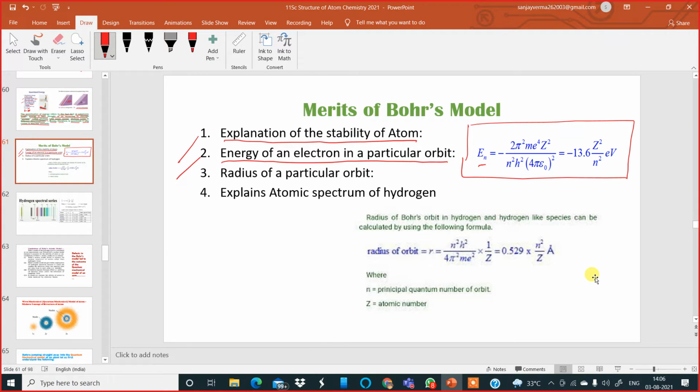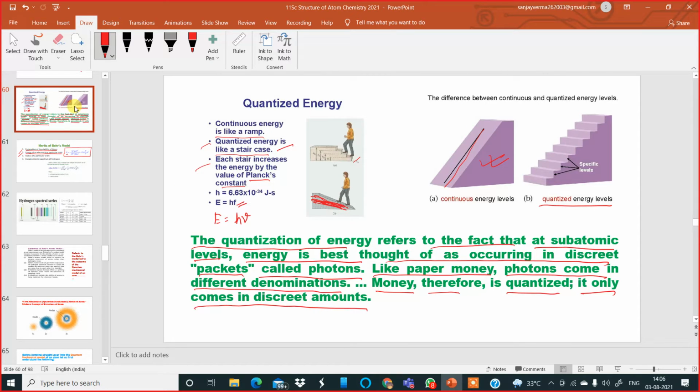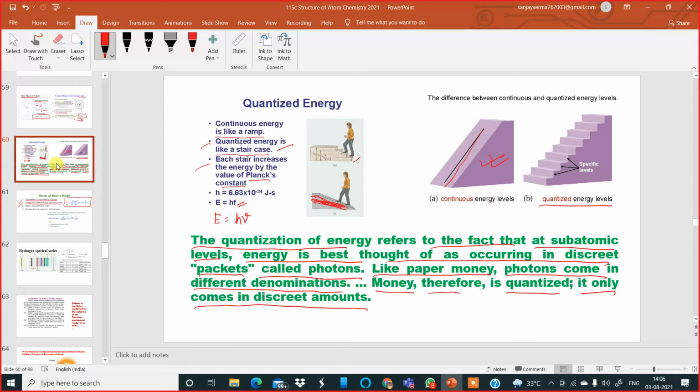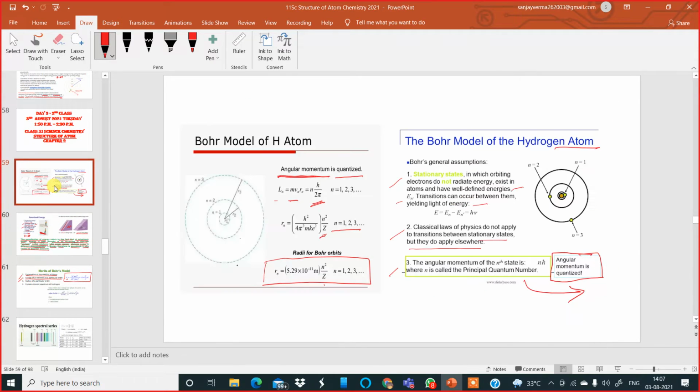Okay. Now I go back to the previous slide. Please mute yourselves first. The Bohr's model of hydrogen atom, which you can see. This is the diagram for the Bohr's model of hydrogen atom, where in the center is the nucleus. Please mute yourselves.